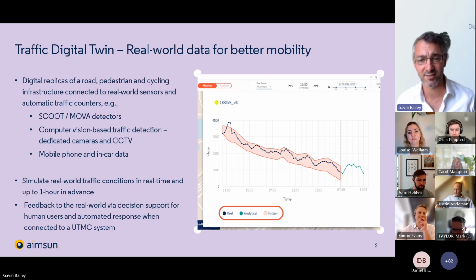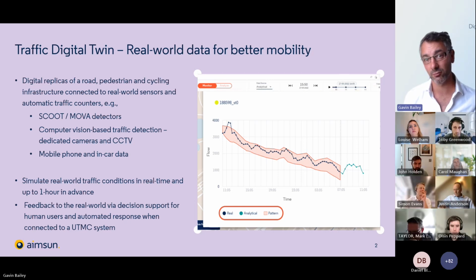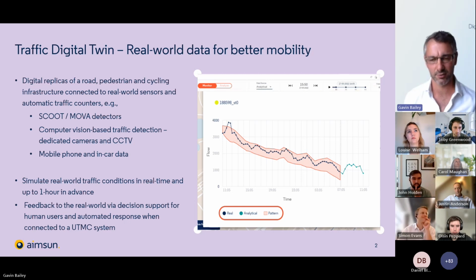The digital twin can assist traffic managers with decision support by rapidly simulating traffic management strategies and assessing those against pre-established KPIs. These strategies can then be communicated to human traffic managers or to urban traffic management systems for automated implementation in the real world. So that's connecting to another digital twin, being the urban traffic management systems.